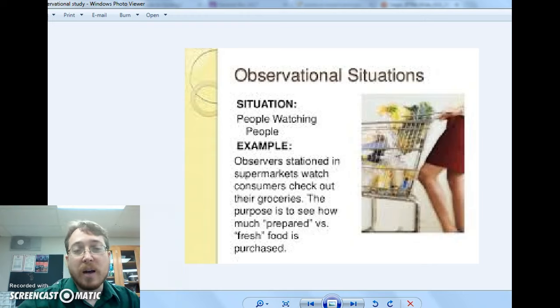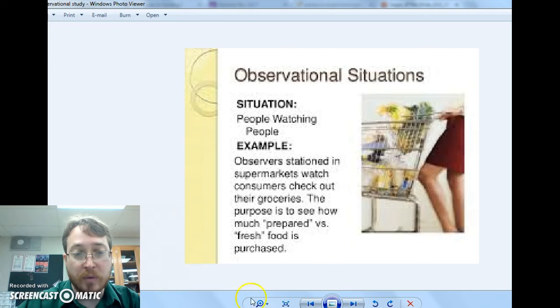This allows us to identify patterns and make some observations that we couldn't make before, but we're not in control of the situation, and we might not be able to know why the pattern is developing the way it is. So observational studies have a lot of limitations.